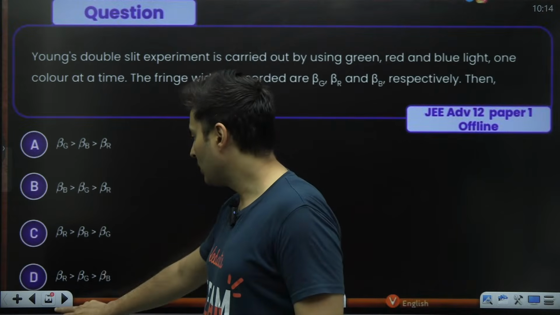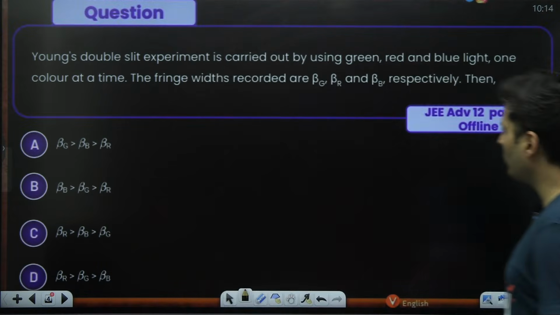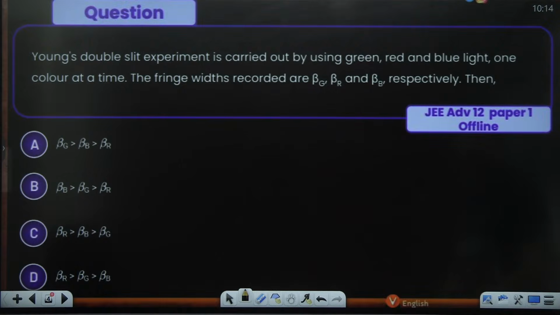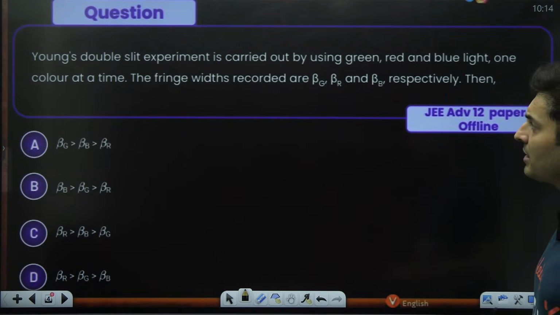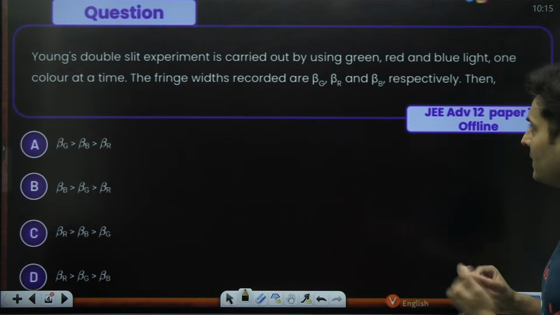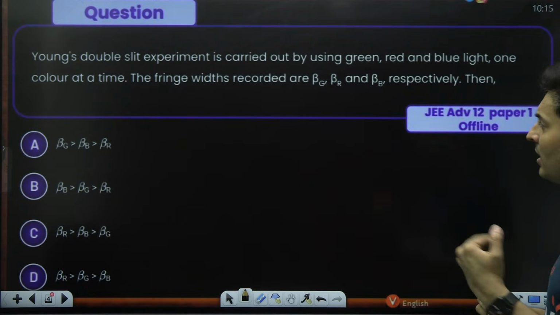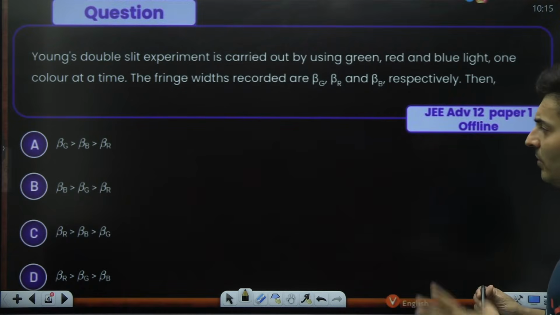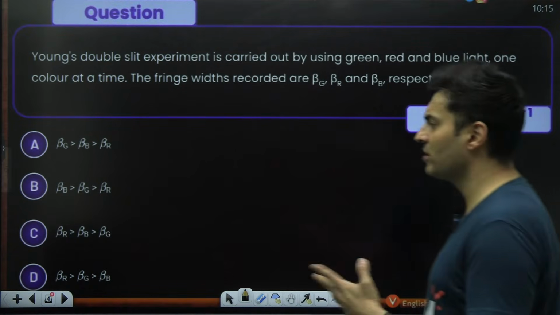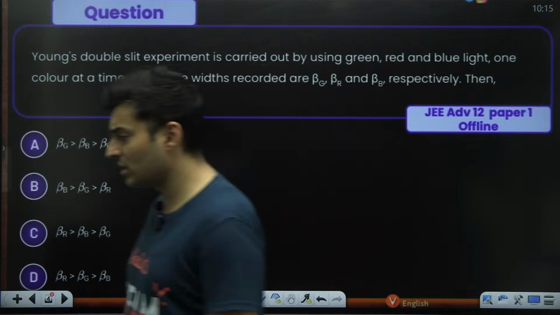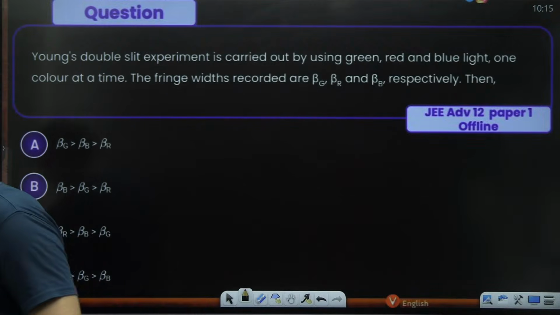Okay. All right. Look at this question. This is a warm-up question. This was asked in JEE Advanced 12. Young's double slit experiment is carried out by green, red, and blue light, one color at a time. The fringe widths recorded are given. Which fringe width is more? Which fringe width is less? This is just a warm-up question. This is not even a good question. I'm telling you now only.